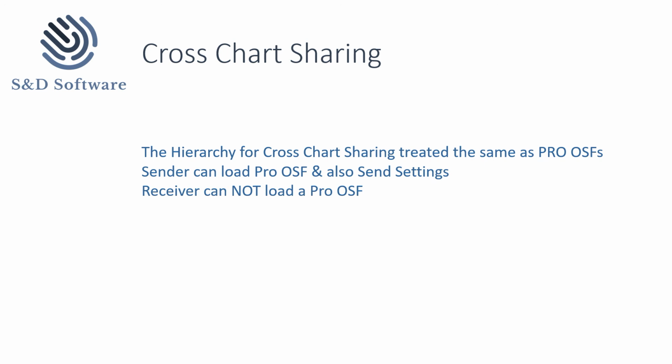Another feature that uses the OSF file structure is the cross-chart sharing. So the hierarchy for the cross-chart sharing is treated the same as the Pro OSFs. A sender chart can load a Pro OSF and also send settings, but the receiving chart cannot load a Pro OSF because that same infrastructure is what the sender sends the settings to. So that's an overview of all the OSF levels and their hierarchy and how they work together.